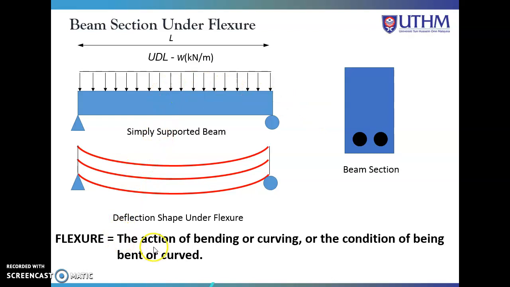Flexure is the action of bending or curving, or the condition of being bent or curved. Usually this deflected shape is under pressure due to the load on top of it. This UDL, which is the uniformly distributed load, on this simply supported beam will induce the flexure. Flexure is the condition whereby it will become bent or curved.